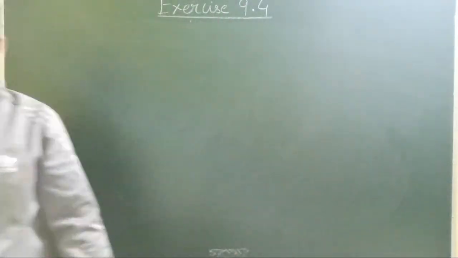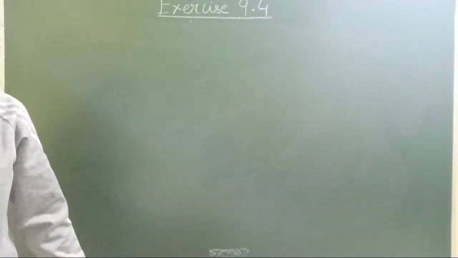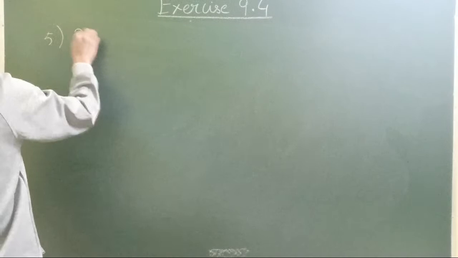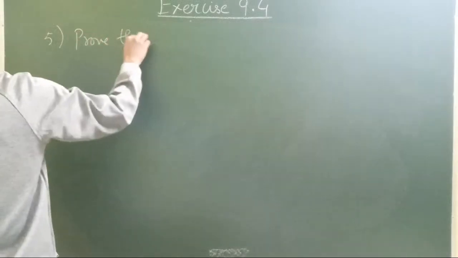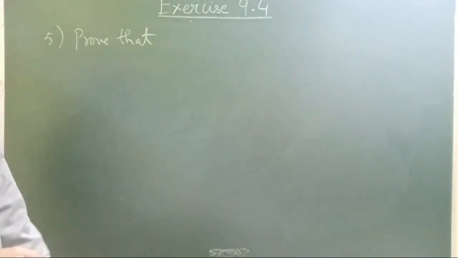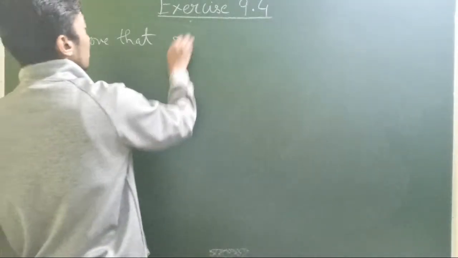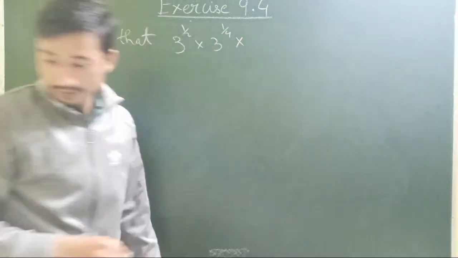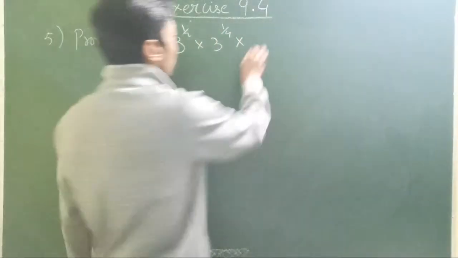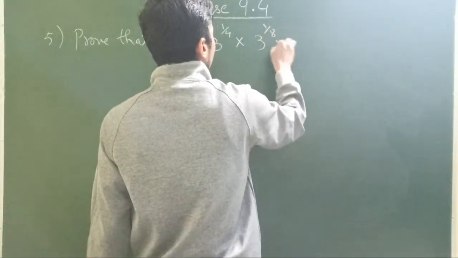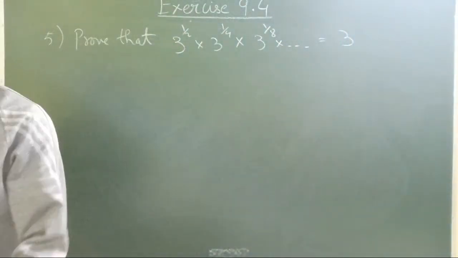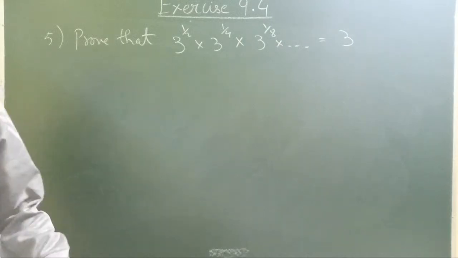Let's go to number 5. Question number 5. Prove that 3 power 1 by 2 into 3 power 1 by 4 into 3 power 1 by 8 into dot dot dot, this value is 3. Okay, so how do we do that?